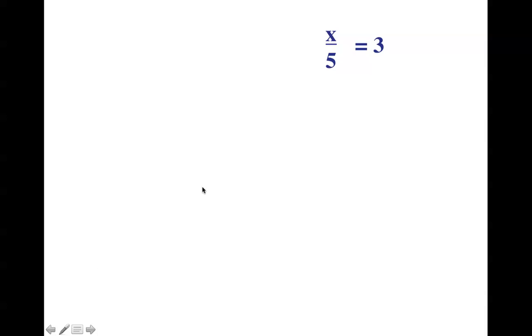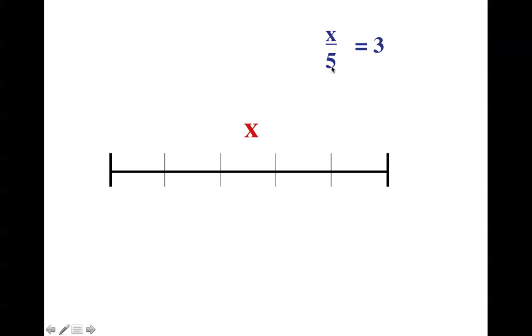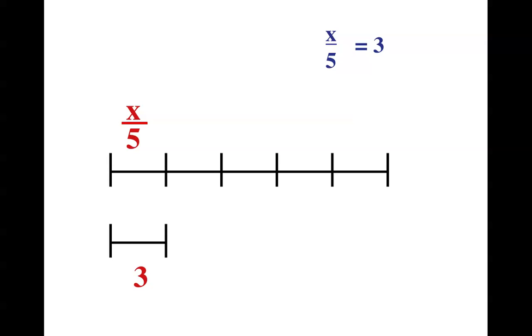So I've got a problem. A number I don't know divided into 5 groups equals 3. So let's see what the picture here would look like. I've got a number I don't know, but notice I have it divided into 5 groups. So what if I divide that into 5 groups? Make sense? And each one of those little tiny groups equals 3. All right, so each of these groups would be x divided by 5.